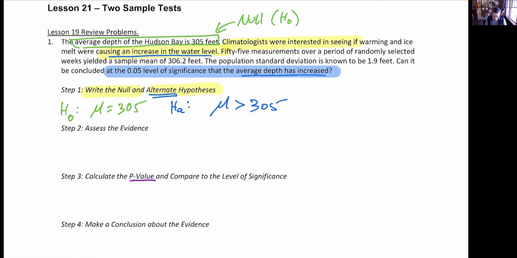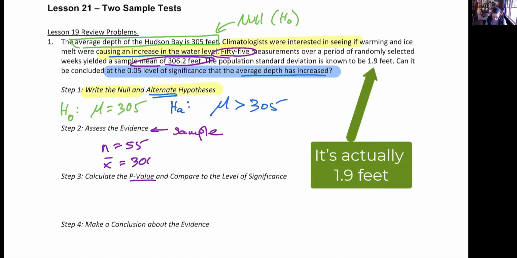Okay, we're going to assess the evidence. The evidence is always a sample. So my sample mean: 55 measurements were taken, yielding a mean of 306.2 feet. So n is 55, and my x bar is 306.2.